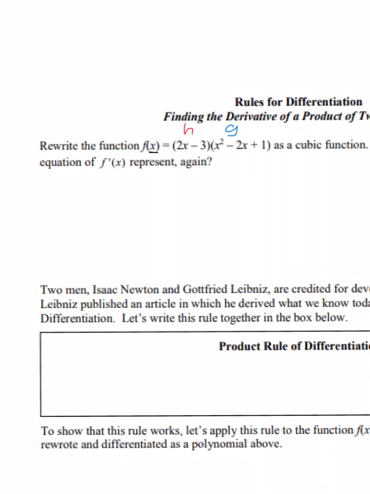So in short notation, if f equals h times g, then the derivative of f would look like this. F prime equals h times g prime plus h prime times g. So that's what that would look like.